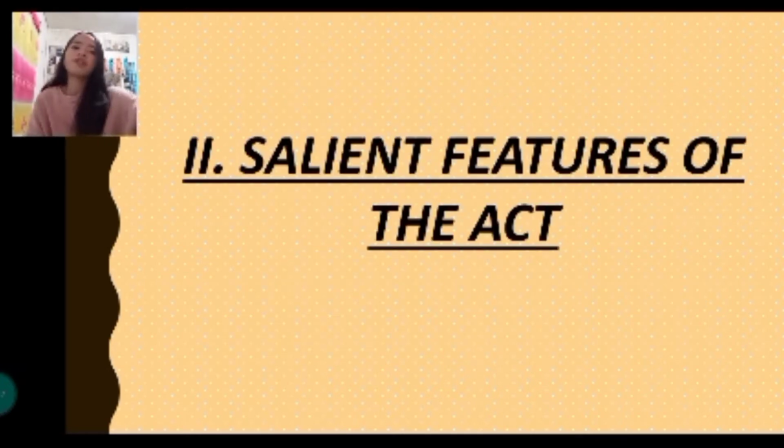The salient features of this act, Presidential Decree number 1152, are split into different titles, the majority of which deal with different environmental issues. And these are the most prominent or important features of the act that we must know.